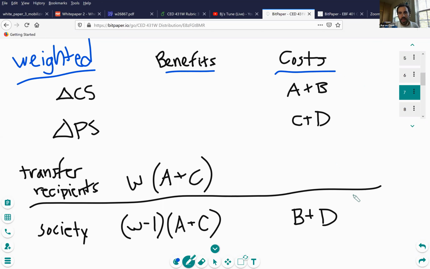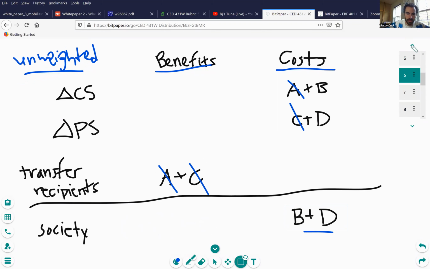The general structure of this, or at least one very simple way of thinking about this, is that there are these deadweight losses, right? This is the B plus D. That's what we saw that was lost from a social perspective, based on the transactions that weren't occurring due to the tax interference. Those were the social costs under the unweighted version, that was just this B plus D over here.